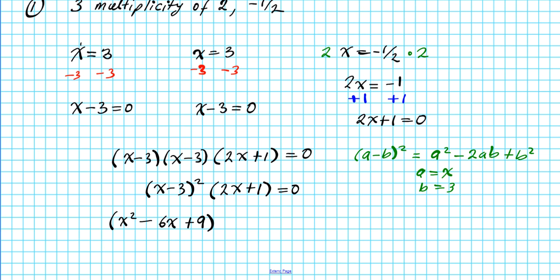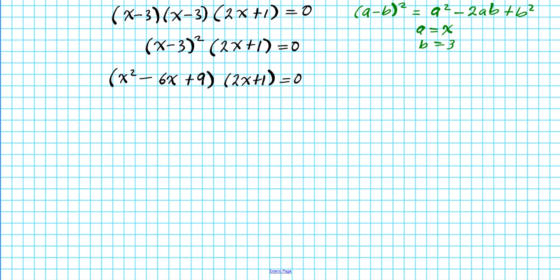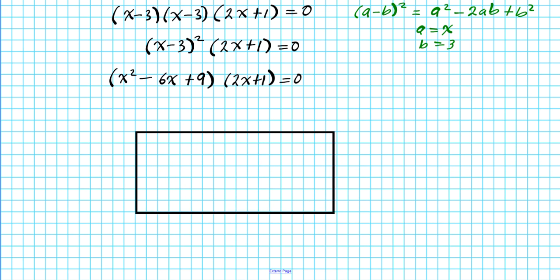Now we'll multiply this trinomial by 2x plus 1 equals 0. Now we're going to multiply these two polynomials, a trinomial and a binomial, using what is called the box method. There are other methods that can be employed here, but I like to use the box method.